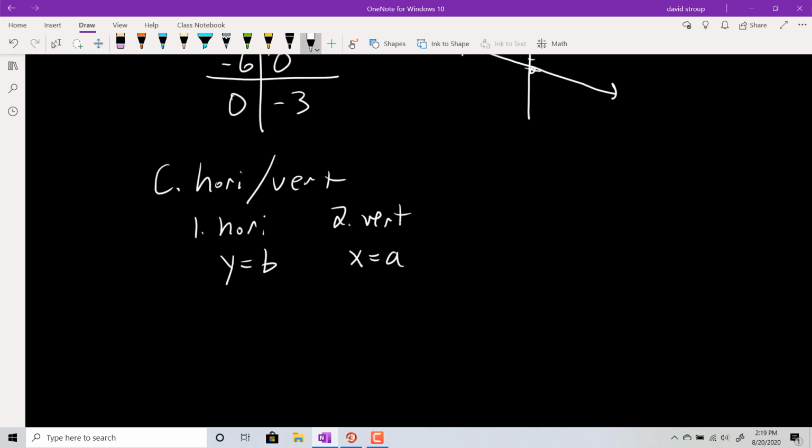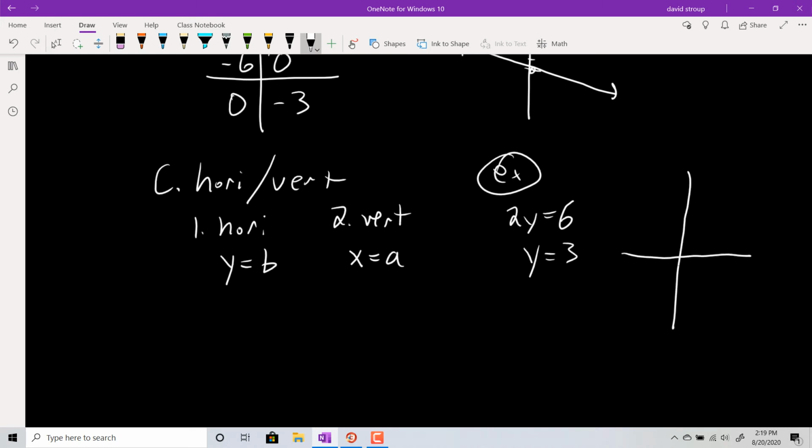So let's maybe look at some examples. They always try to trick you by writing maybe something like 2y equals 6. You have to put it in the form y equals something. So divide both sides by 2, y equals 3. And that will be a horizontal line that goes through 3 on the y-axis. Okay, so it would be this guy here.